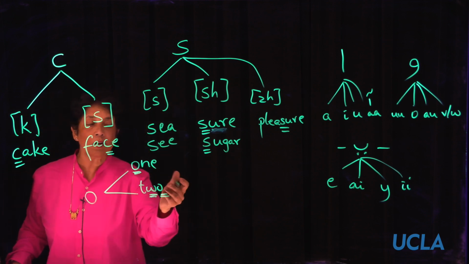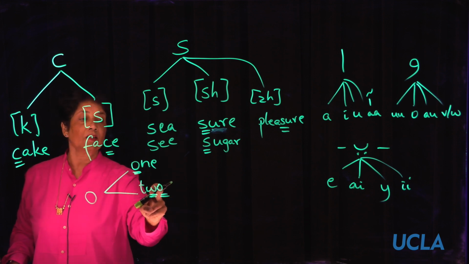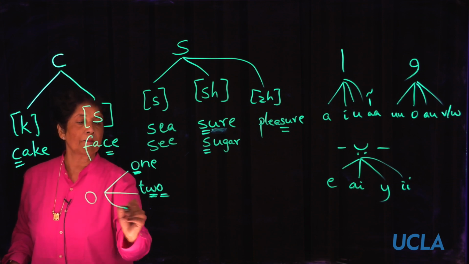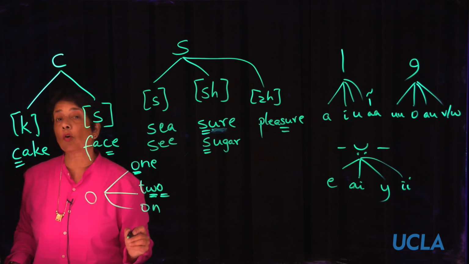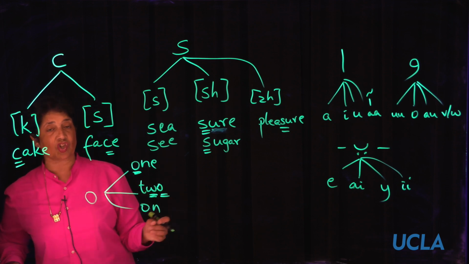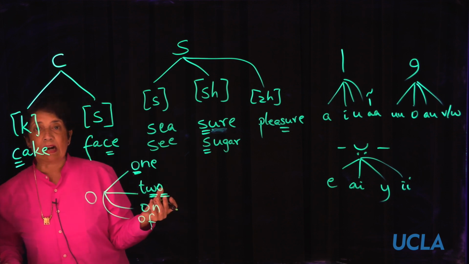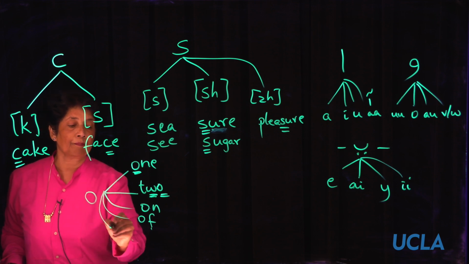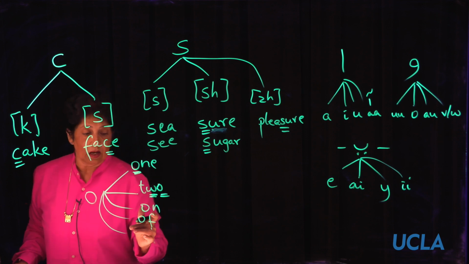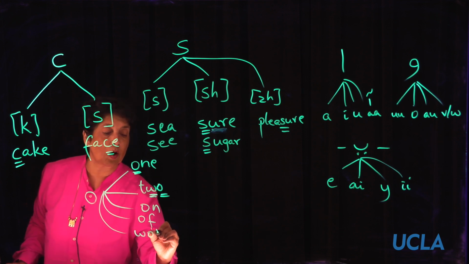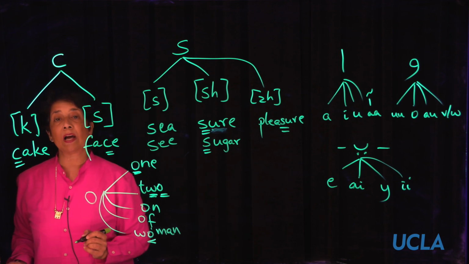Okay, but notice that this has a different pronunciation. This is one, this is two, ooh. Okay, if you look at the word on, the pronunciation has changed. Okay, if you do of, now it's an a. Okay, actually, you can really go on and on with this, but let me cut it short and look at a word like woman. Now it is an oo, woman.